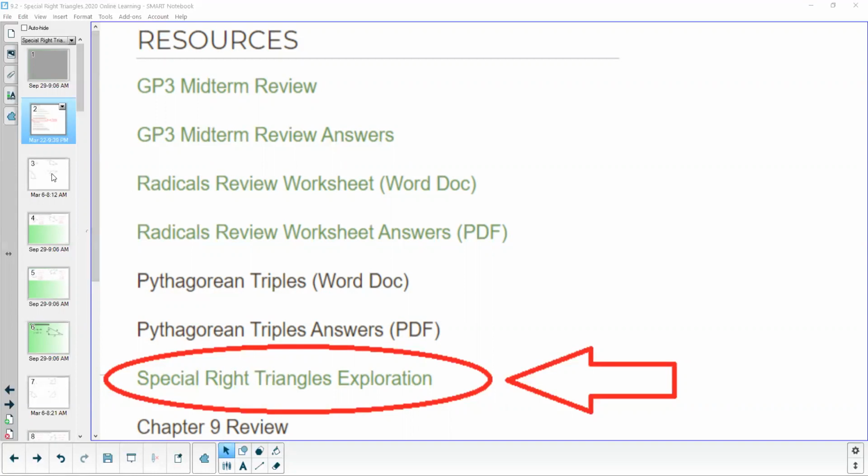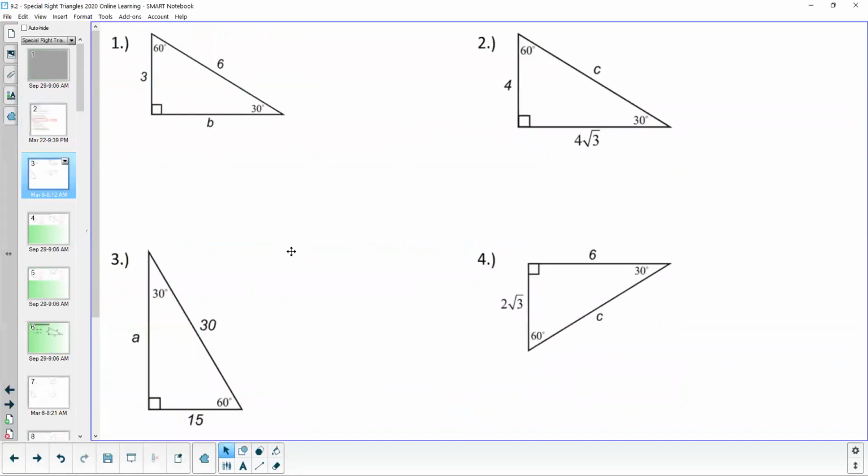Once you've done that, the front side of the page will have 4 problems shown here on the screen. Each one of them has a missing side of a right triangle. I'd like for you to use the Pythagorean theorem to solve for the missing side. In number 1, we're missing this side right here, which is B, and that is one of the legs. On problem 2, you're missing the hypotenuse. Problem 3, you're missing a leg. And problem 4, you're also missing the hypotenuse.